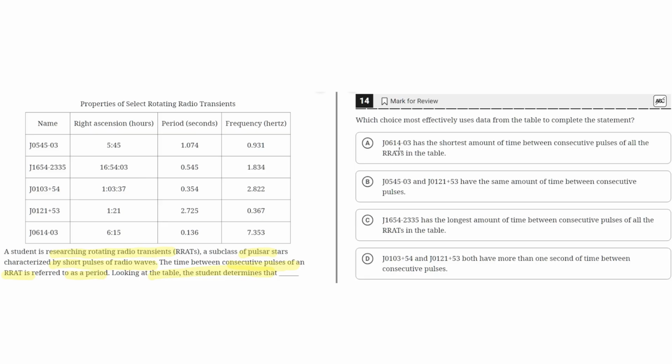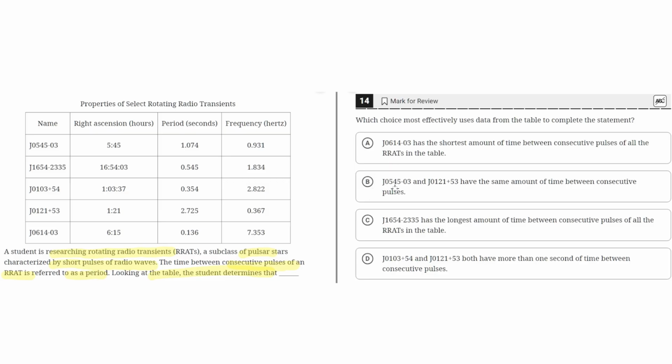So now if we were to look for this pulsar star in the table, we would find that it has the shortest period. And looking for this pulsar star, we find it is right here, and the period is 0.136. So this is true that J0614-03 has the shortest amount of time between consecutive pulses of all the RRATs in the table. So A seems to be the correct answer. But let's look at the other choices.